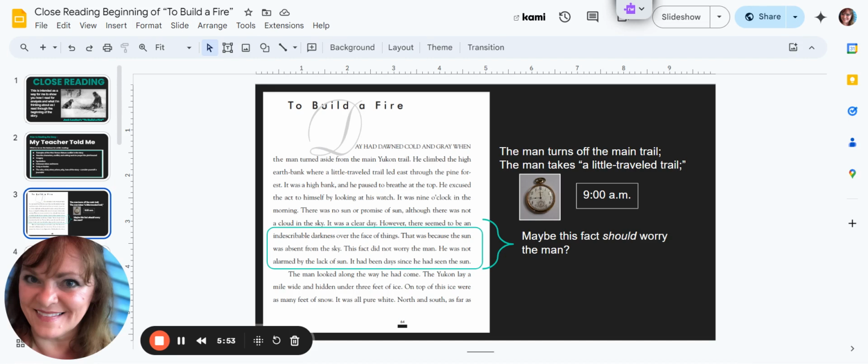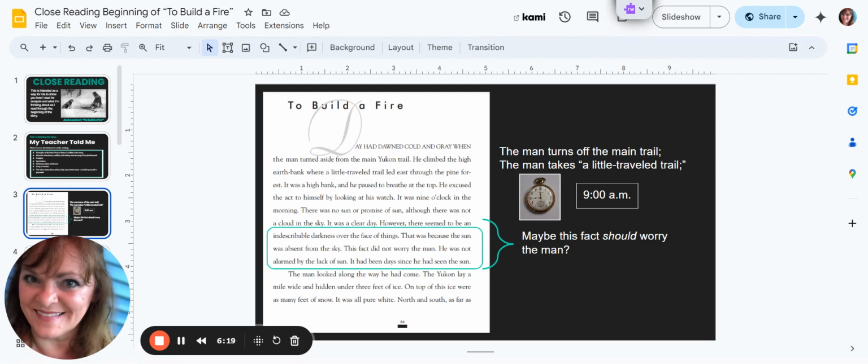Is there just a haze because of the cold? I know if it's extremely cold, that can be the case. So that's something I might look up. I might Google something about when it's a certain temperature outside, can we not see the sun? Anyway, "this fact did not worry the man."